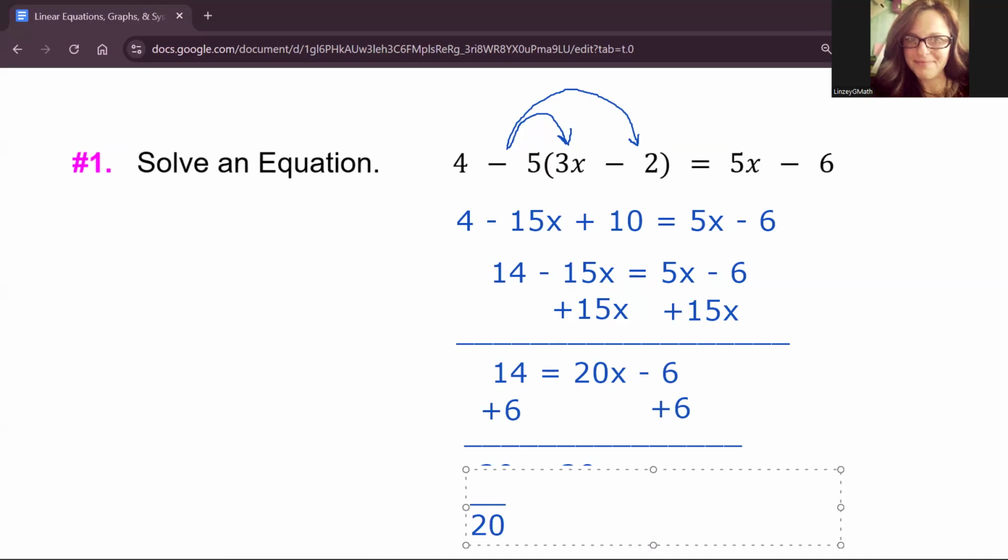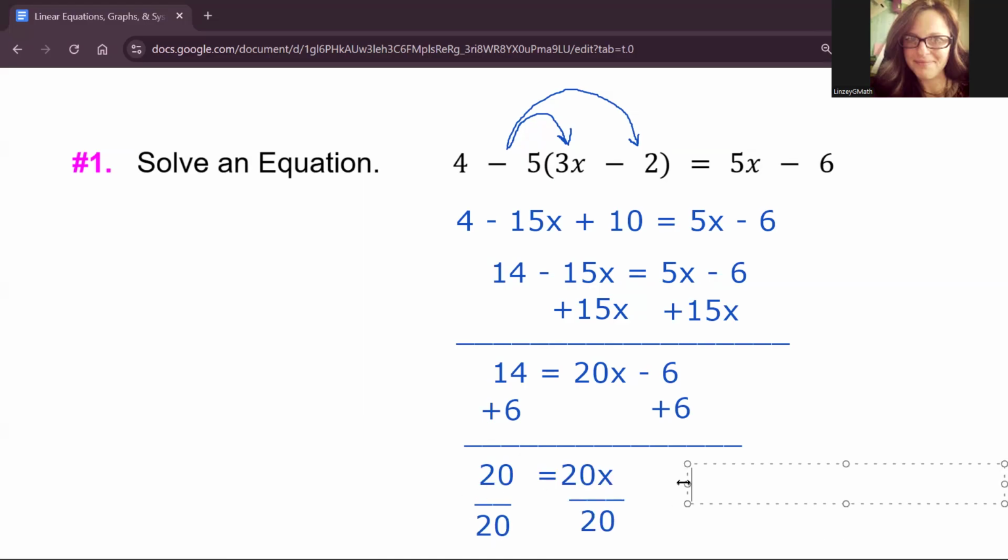And 20 divided by 20 is 1. We get x equals 1 for our final solution. You can always check this by substituting it back into the original equation. Number 2.